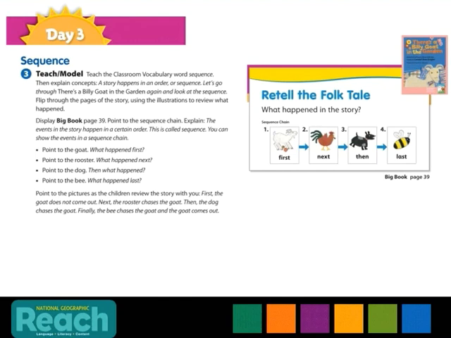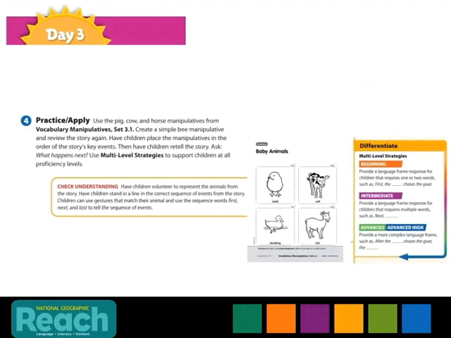Now it's time to introduce a comprehension skill. This will be done using the Big Book for the unit. As you can see in our example, we are using page 39, but in part 1, we will only be using the top half of the page to teach and model the skill of sequencing. Students will practice and apply the skill using the vocabulary manipulatives to retell the story in the appropriate order. And once again, multi-level strategies are provided to support all students.